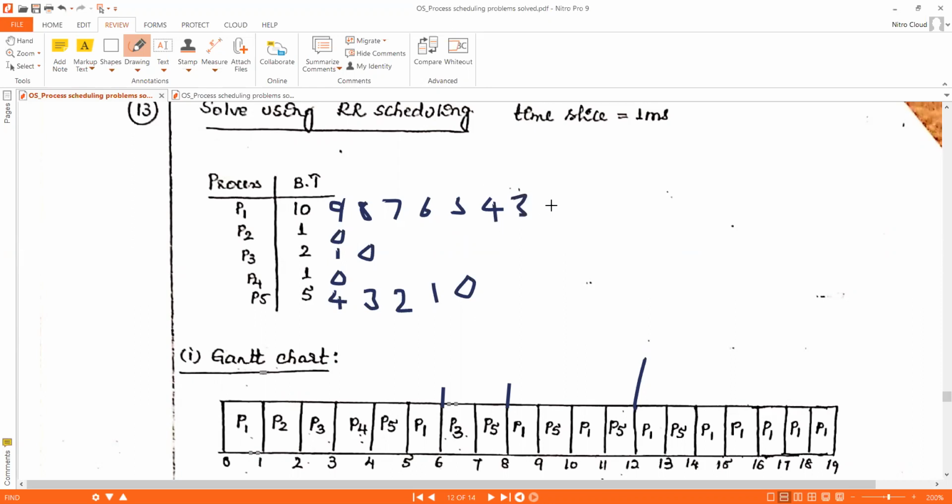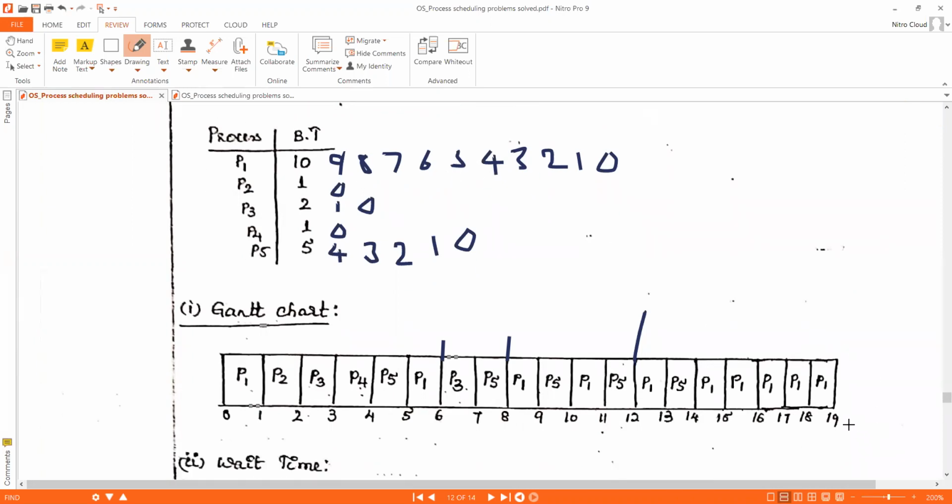So process 1's remaining time will be 3, 2, 1, 0. Until this time, the CPU will execute process 1 only. You can see here that from clock time 14, the CPU will be allocated to process 1 only, and it will execute for 5 milliseconds. Like this, at clock time 19 all the process execution will be done by the CPU. We can calculate this time by the sum of all the burst times: 10 plus 1 plus 2 plus 1 plus 5, we will get 19.